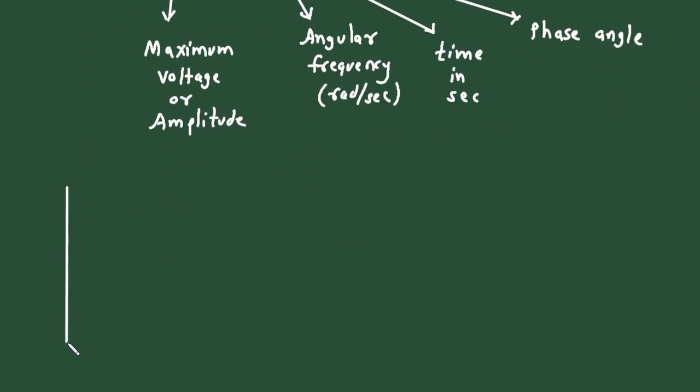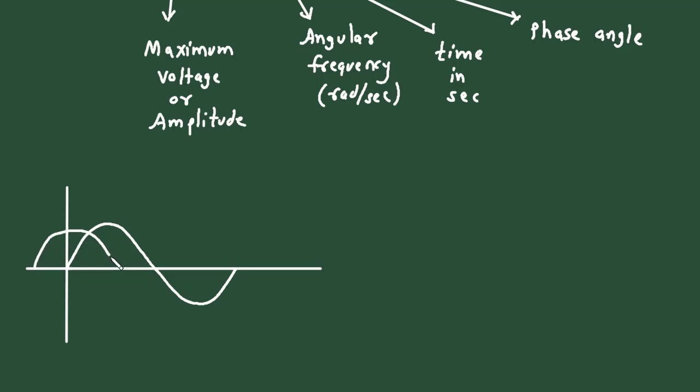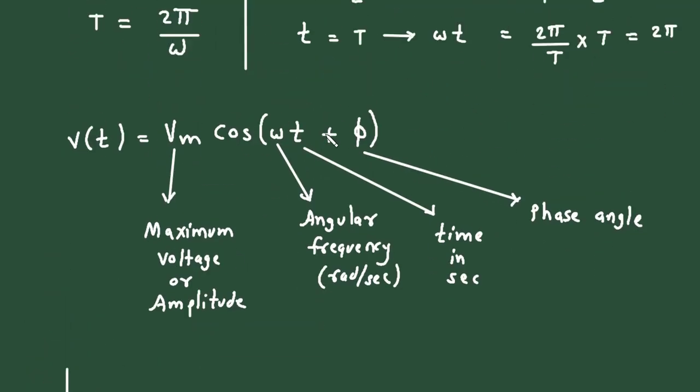So let's see what is phase shift. Let's say this is a sine waveform, and here this is a cosine waveform, it will look something like this. So this angle is called phi. Now when this phi is positive, that time it is leading, and when it is negative, that time it is lagging.